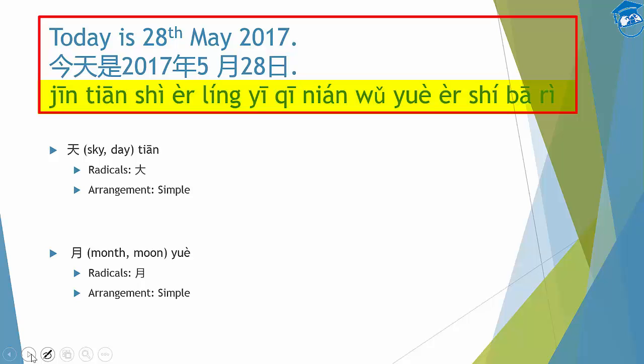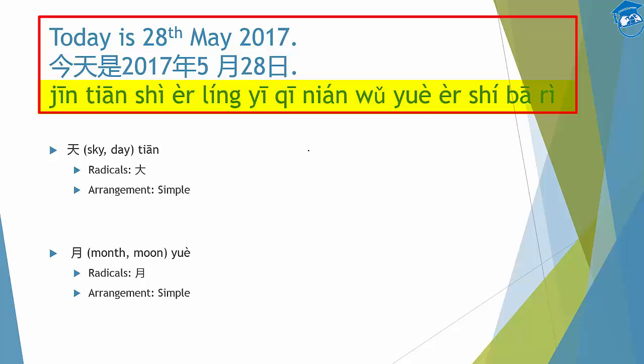But this is not the same for the date. We will say 二十八日, not 二八日. You have quite a few new words here again, so I'll introduce them one by one. 天 means sky or day, and of course in this sample sentence it means day. This is the pinyin and the radical is this one, so the arrangement is simple.